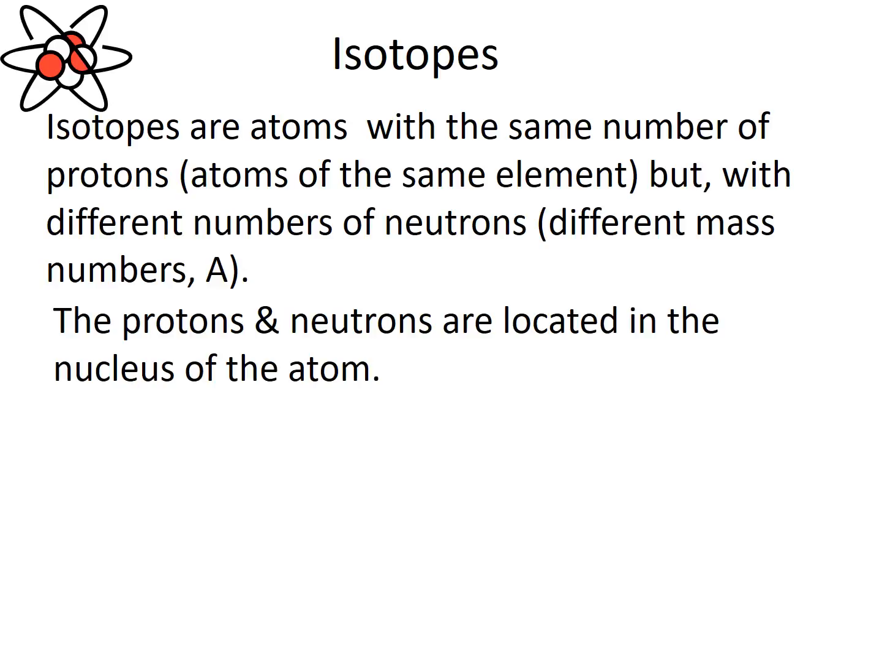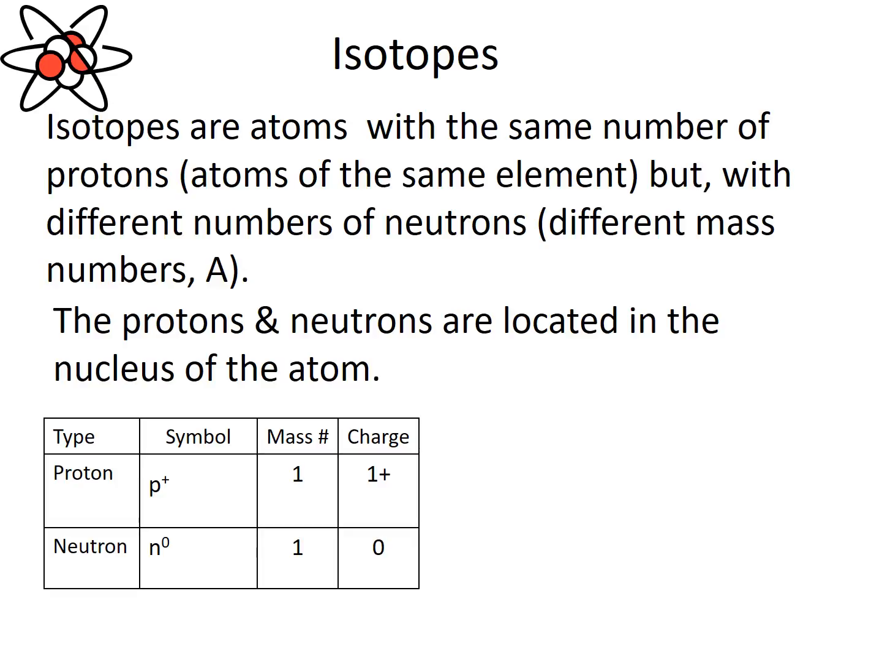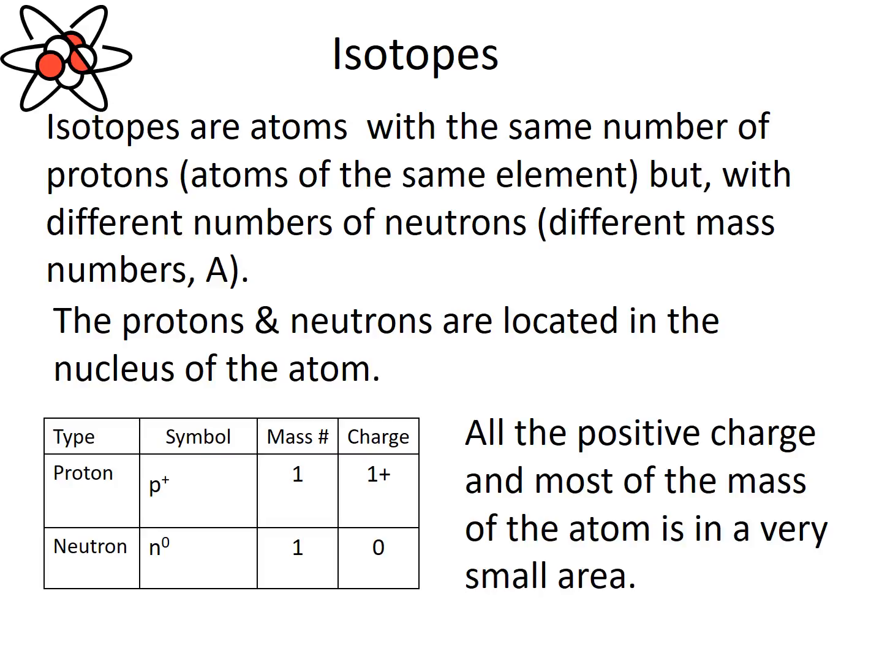The protons and neutrons, of course, are located in the nucleus of the atom. One way to write their symbol would be to write proton as P plus, for P proton, plus for charge. Neutron N0, N for neutron, 0 for charge. Now protons and neutrons have very similar masses. They're both about 1 atomic mass unit, and so they have mass numbers of 1, but their charges are different. The proton is a +1 charge. The neutron has neutral or no charge.